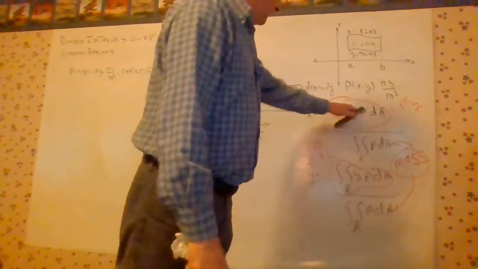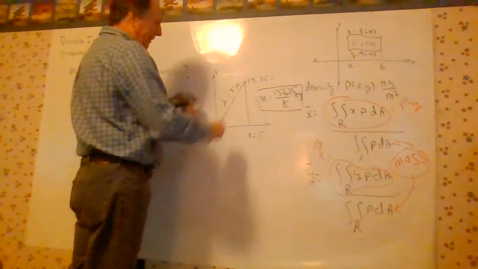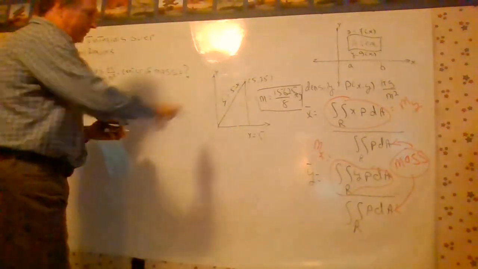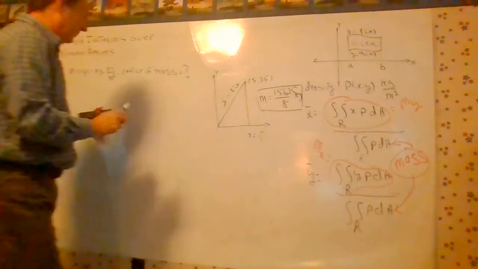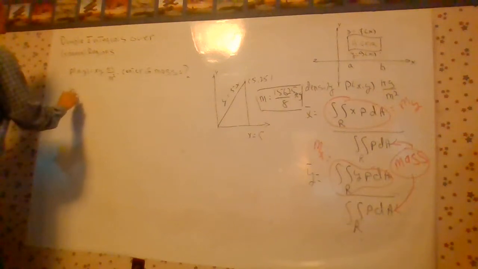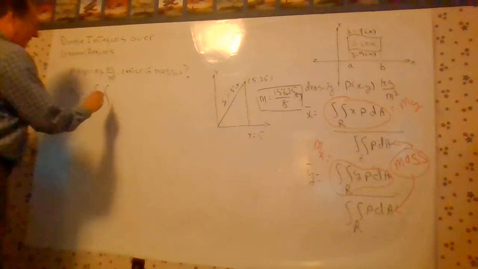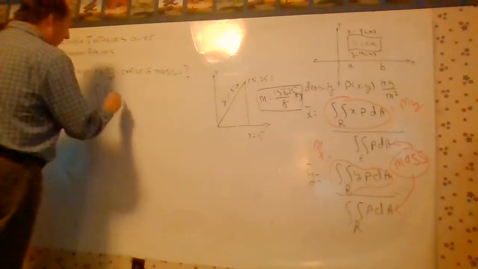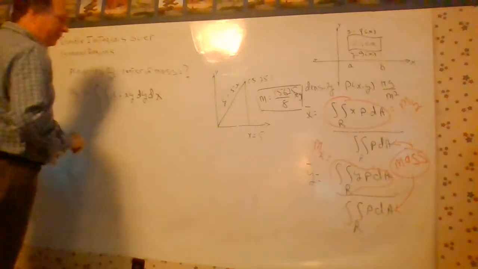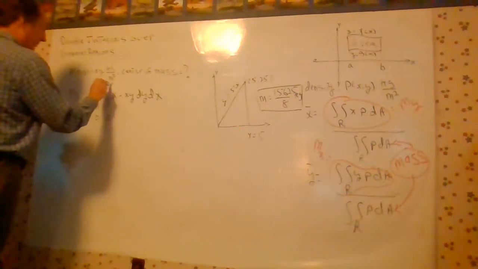Now let's find x bar. There's nothing symmetric about this. Actually, if this was a symmetric triangle, or if this was a square, for instance, x bar and y bar would be the same, but this isn't necessarily symmetric, so we can't assume that. Let's find M sub y. It is going to be the double integral of x times the density xy dy dx, same limits, x goes from 0 to 5, y goes from 0 to 5x.